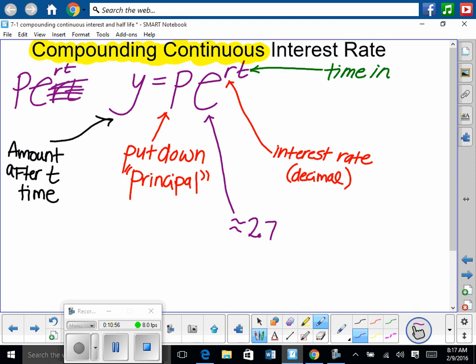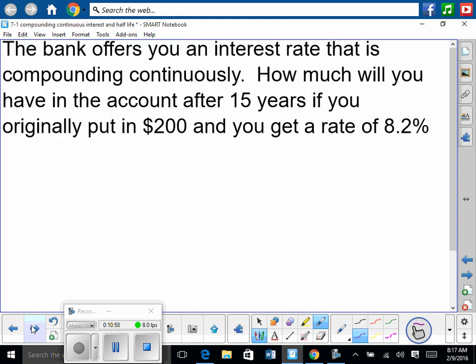Okay, so here's my first example. It says the bank offers you an interest rate that is compounding continuously. How much will you have in the account after 15 years if you originally put in $200 and you get a rate of 8.2%? Okay? All right, so let's go ahead.